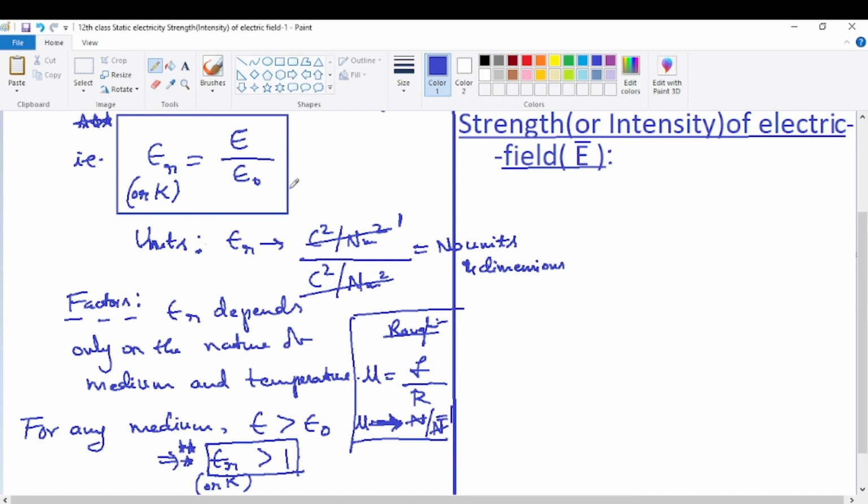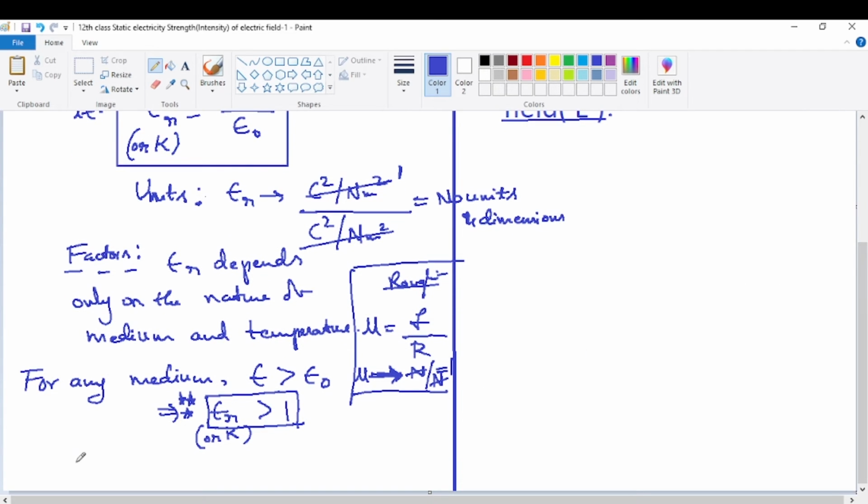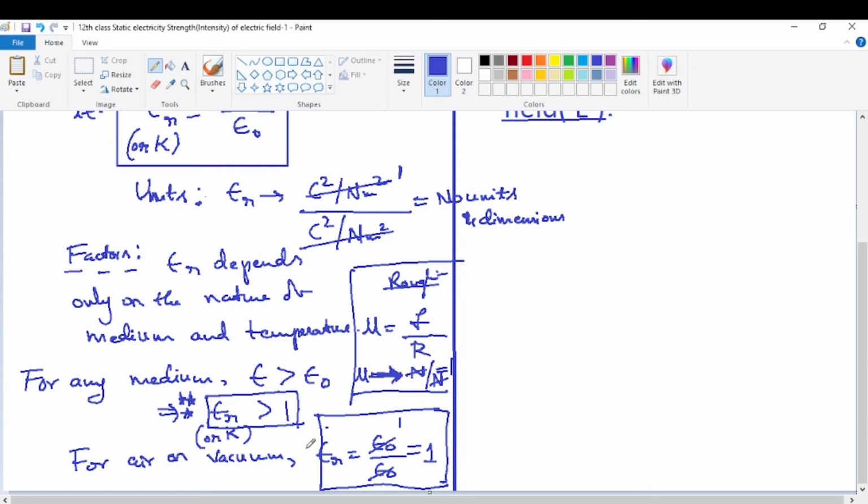So only in the case of air or vacuum, relative permittivity comes to be 1. This is very, very important. But for any other medium, it comes to be greater than 1. So for air or vacuum, the relative permittivity is the permittivity of air or vacuum divided by permittivity of air or vacuum. They just get cancelled. So simply it comes to be 1. This is very, very important. Only for air or vacuum, relative permittivity comes as 1, but for any other medium, it is greater than 1.